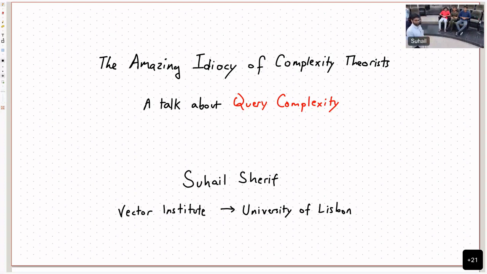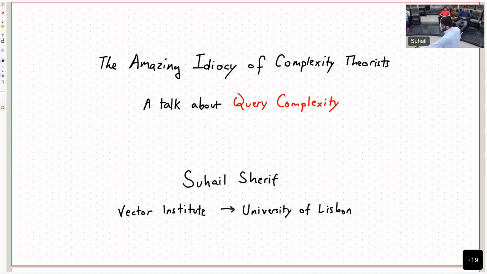So the talk is titled "The Amazing Idiocy of Complexity Theorists," and I think I should apologize to complexity theorists for framing it in this way, but I think you will mostly agree with me that we're quite hopeless in the job that we have. And this talk is going to be about how query complexity is some kind of easier version of complexity theory, and yet, despite being an easier version, it still is meaningful.